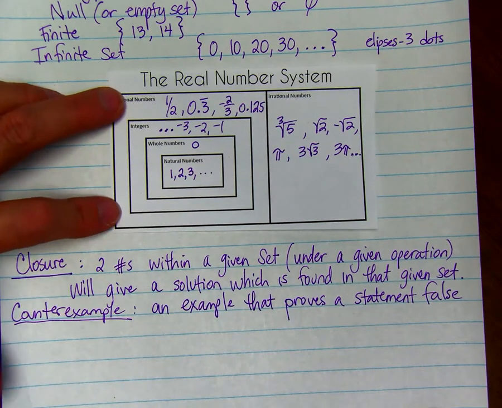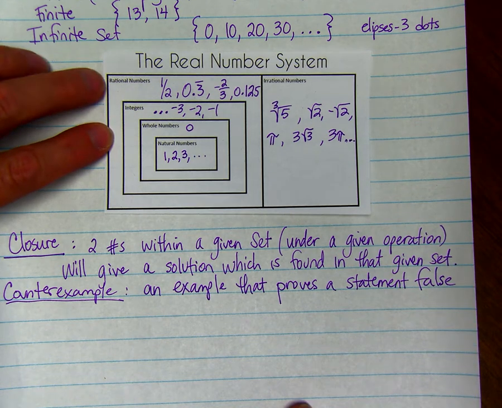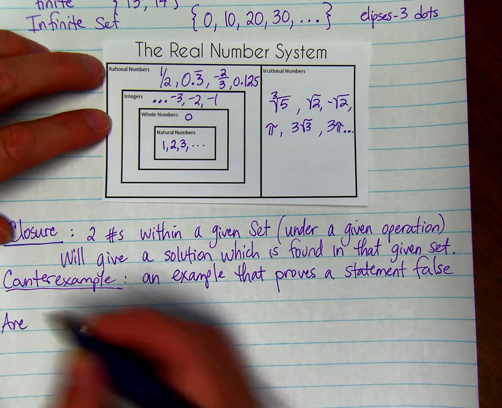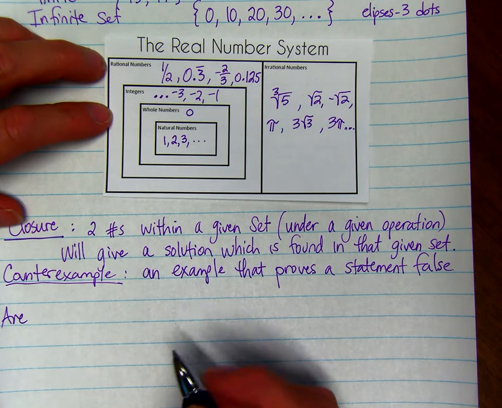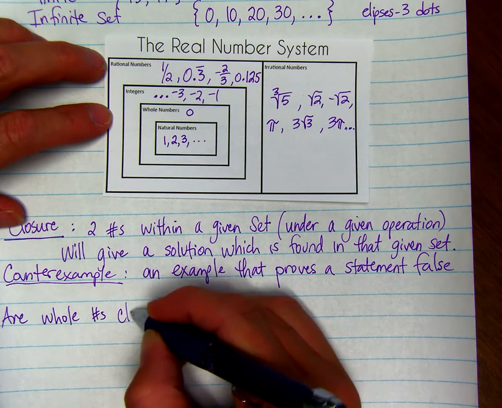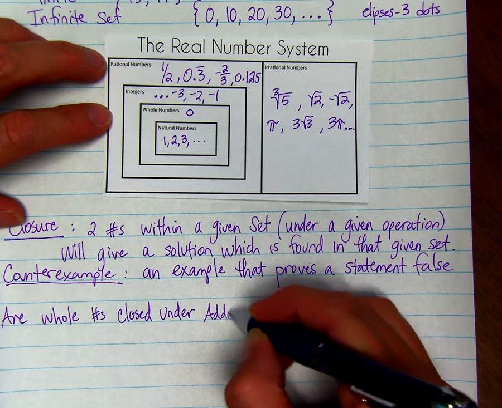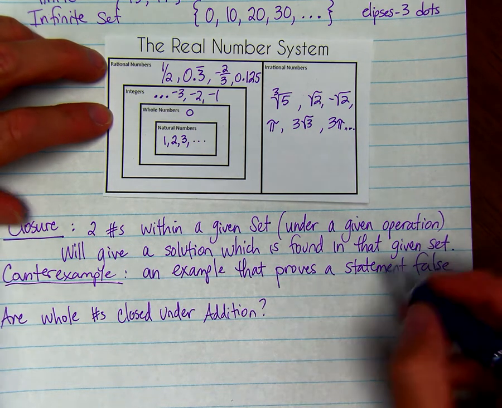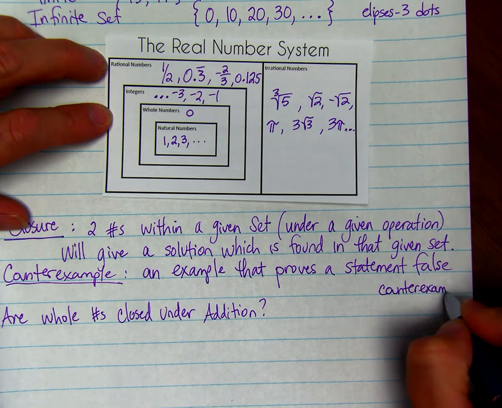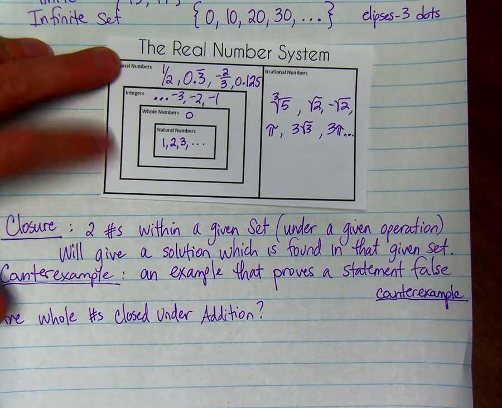Okay, so we are going to do some examples using closure and counterexample. So are whole numbers closed under addition? If the answer is no, we're going to want a counterexample. So I'll put the counterexample after we put the answer. We're going to have more than one example here. Are whole numbers closed under addition?